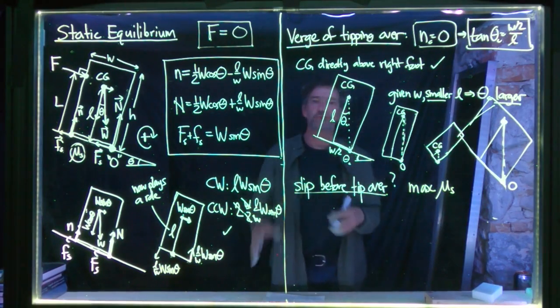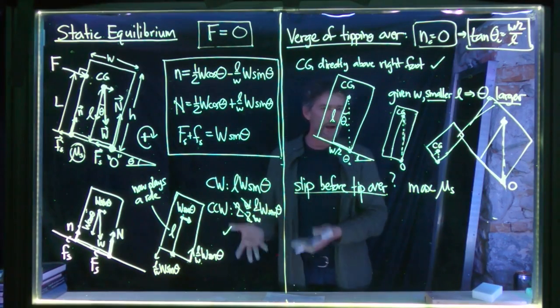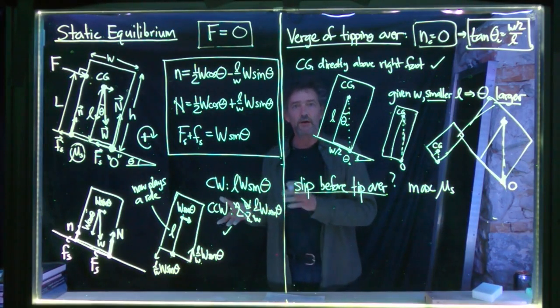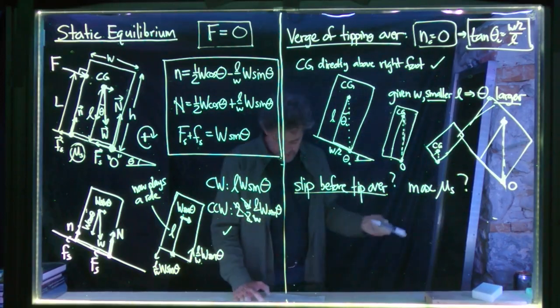Because remember, if mu s is really small, then it's easily going to slip before it tips over. So what is the maximum value of mu s where you're going to run into danger? Okay, so it's the maximum value of mu s. So we ask the same sort of question.